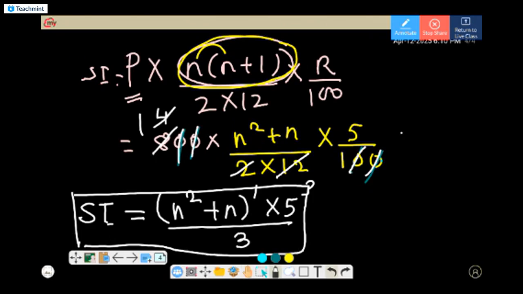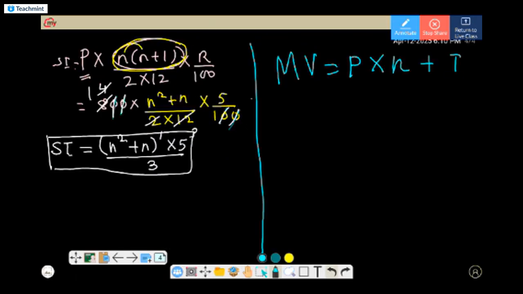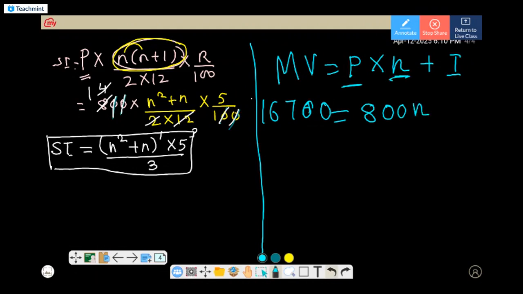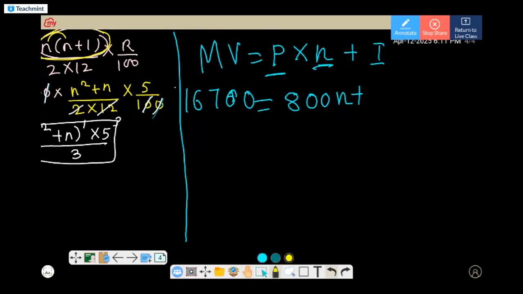Yes. Now we know MV is always P into N plus the interest. MV is given to us, which is 16,700, and the P value, the monthly amount, we also know, 800, but we don't know the value of N. So 800 into N plus the value of I. You can clearly see the value of I is a very big part of the equation: N square plus N in the bracket multiplied with 5 and divided by 3.